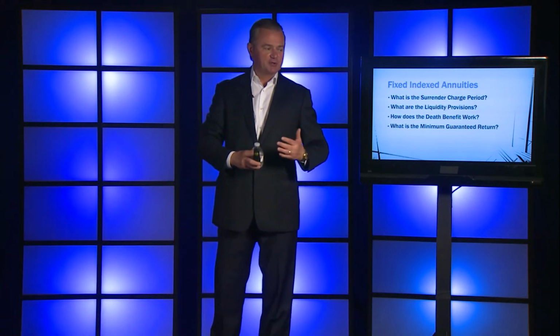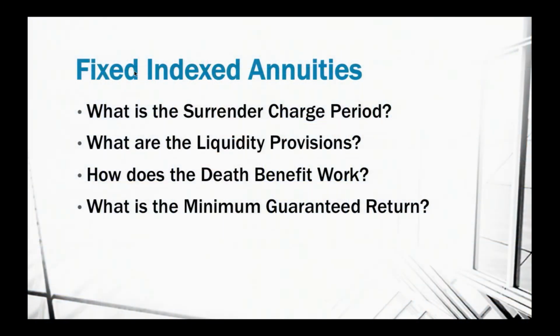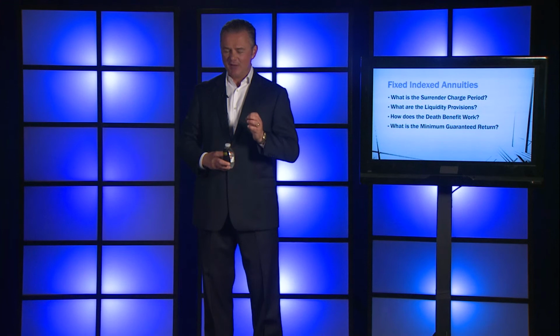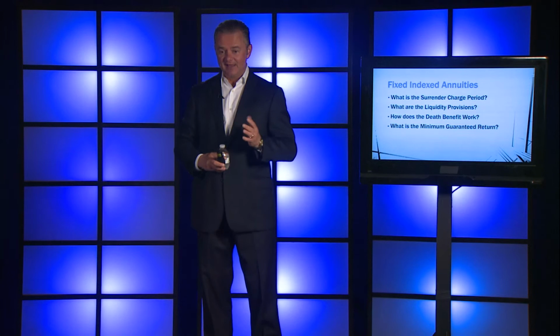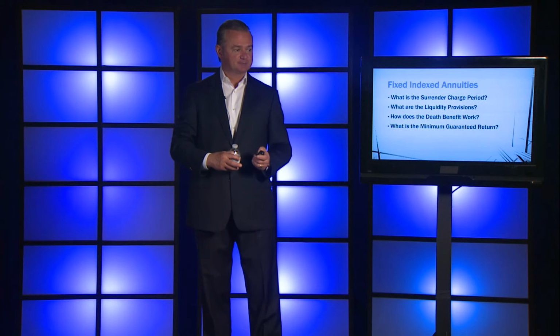What is the surrender charge period? You want to know that. What are the liquidity provisions? How does the death benefit work? The death benefit can be limited sometimes. It can be restricted sometimes. The death benefit could be an enhanced death benefit. So you want to know exactly how that works. Then what is the minimum guaranteed return? Most of these contracts have guaranteed returns on them. So let's say that the guaranteed return is 1%. But let's say you had a horrible time with this annuity. For 10 years, you averaged 0.5%. They'd bring you up to 1% because that was the guarantee that you could make on the product.